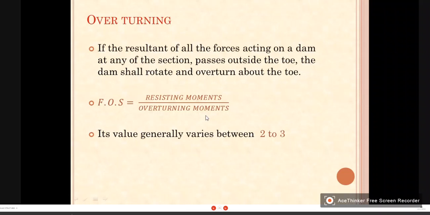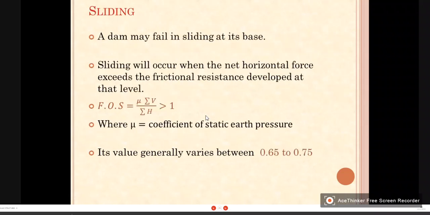The factor of safety for overturning is resisting moment divided by overturning moment. The permissible value in between these overturning values is 2 to 3. Sliding: a dam may fail by sliding at its base, where water forcefully goes from upstream to downstream. In that case, the factor of safety is mu into sigma v by sigma h.